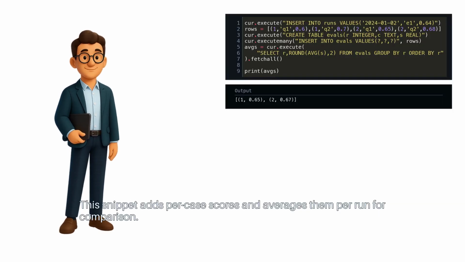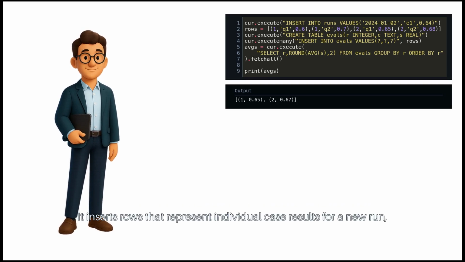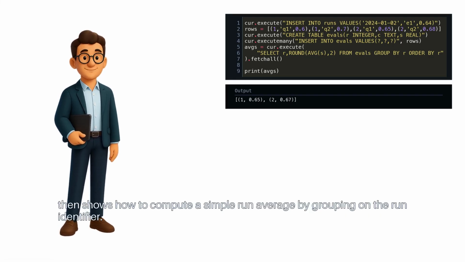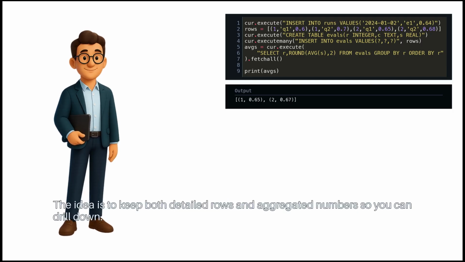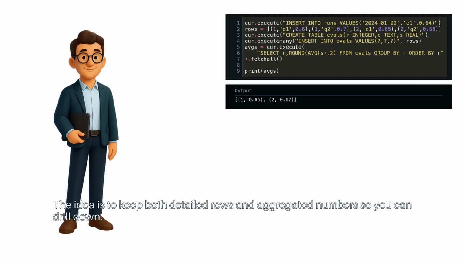This snippet adds per-case scores and averages them per run for comparison. It inserts rows that represent individual case results for a new run, then shows how to compute a simple run average by grouping on the run identifier. The idea is to keep both detailed rows and aggregated numbers so you can drill down.